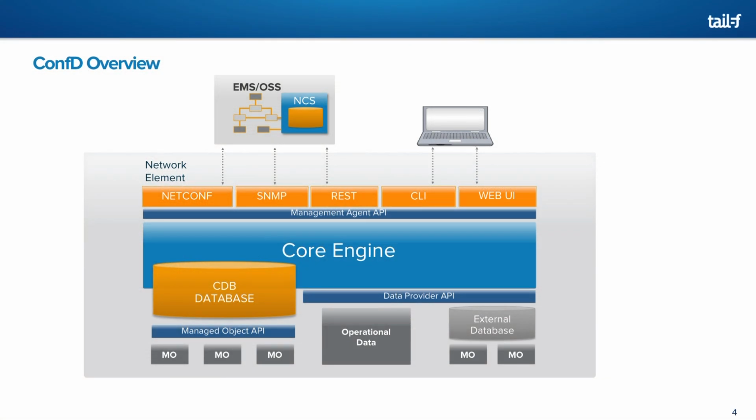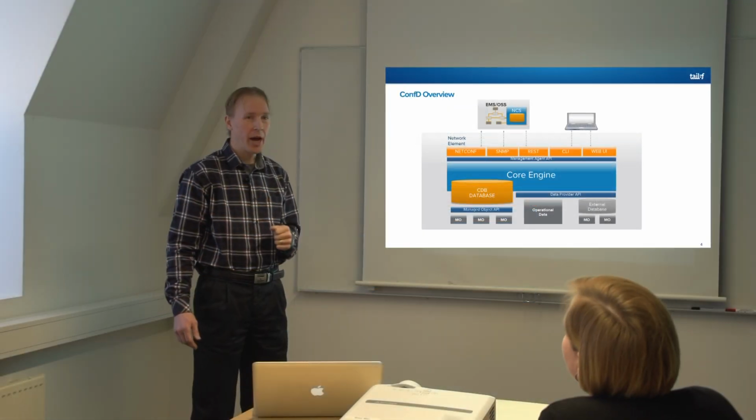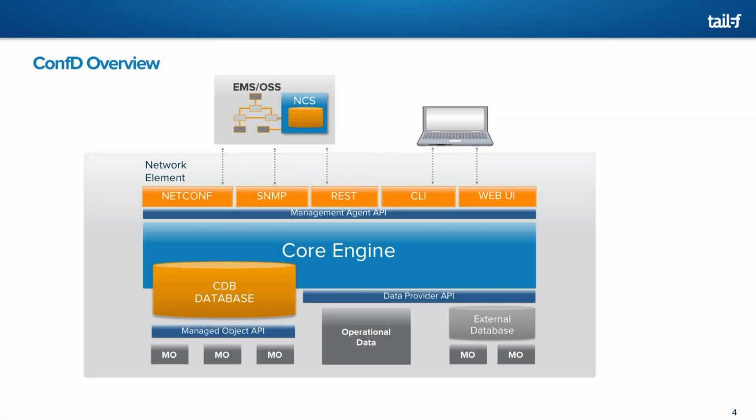So here's a block diagram of ConfD. In the middle, you see the core engine. That's the majority of the functionality inside the product. And I'll talk about what goes on in the core engine in just a couple of minutes. On top and below the ConfD core engine, we have the different APIs. We have the management agent API on top, data provider API a little bit lower down, and the managed object API to the database. On top of the management agent API, we have a number of different management protocols.